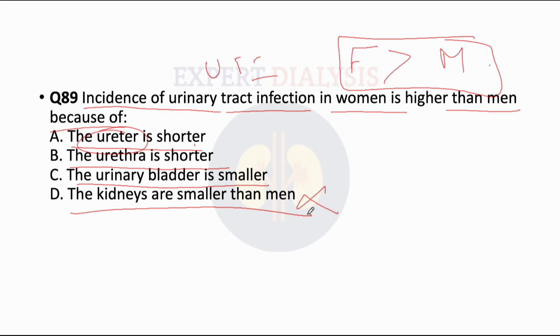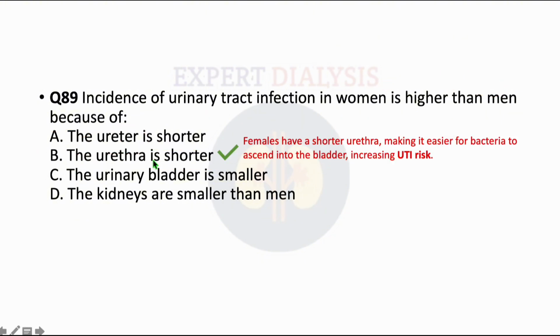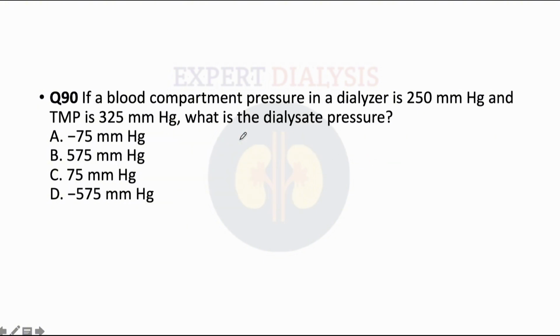So this is wrong, this is not relevant actually. Urinary bladder is small, this is also wrong. The urethra is significantly shorter in women compared to males, and that is why they generally get infected with UTI more commonly. So the answer will be urethra and not the ureter. Females have a shorter urethra, making it easier for bacteria to ascend into the bladder, increasing the UTI risk.